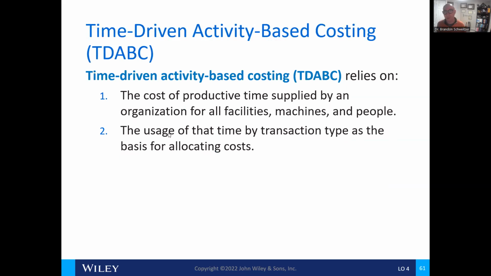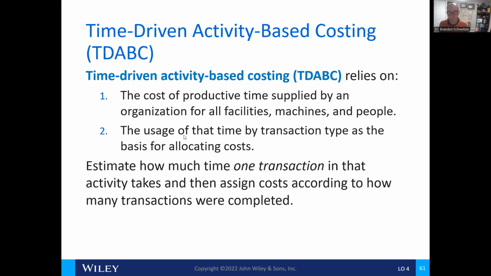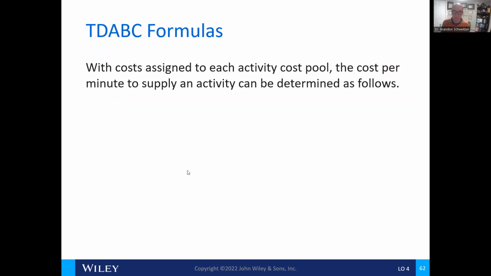For time-driven activity-based costing, we rely on the cost of the production time supplied by an organization and the usage of that time by transaction type. And of course, we can estimate how much time one transaction takes and then assign that cost accordingly. And a lot of production companies actually use time tickets to do this type of study.